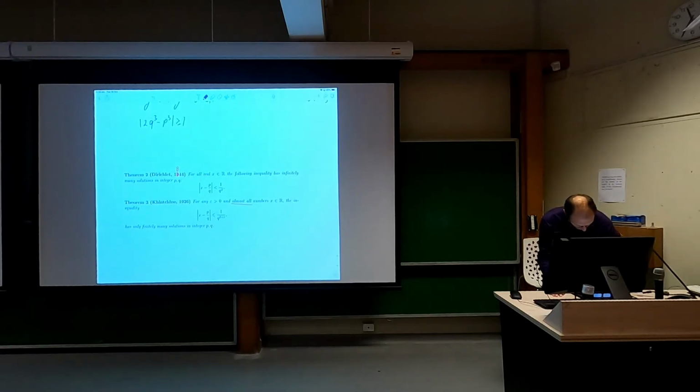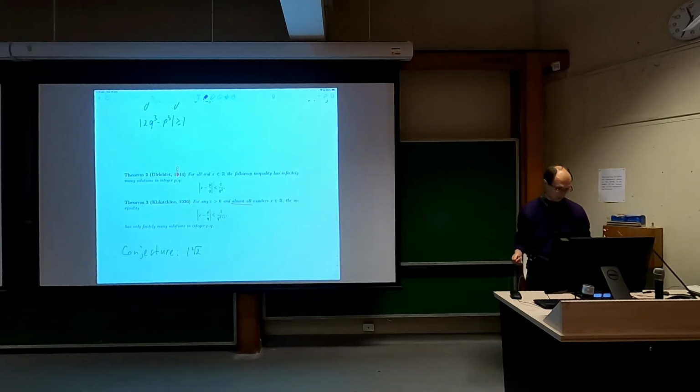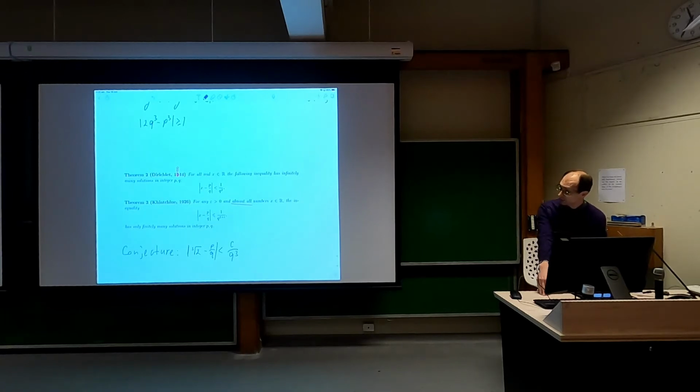Right, so let me formulate it. Conjecture. I formulated it in terms of cubic root of 2, because we look at it, but it can be for any algebraic number. |Cubic root of 2 minus p over q| less than c over q cubed. That's what we have from our equation. Has finitely many solutions.